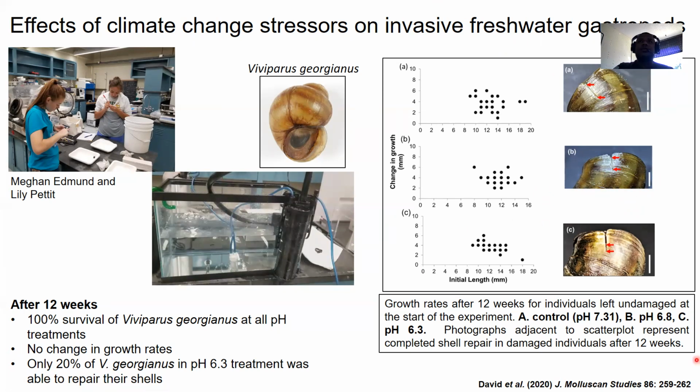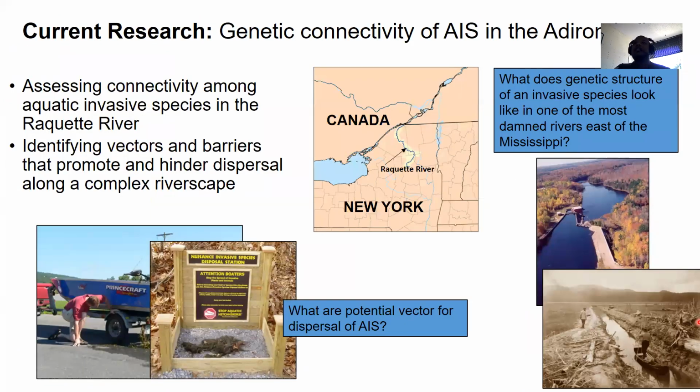And so it gives you an idea of how tolerant these snails are of low pH, acidic environments. And it makes sense why they would be thriving in these highly acidic lakes of the Adirondacks. And so the research that we're doing right now is trying to look at genetic connectivity in the Adirondack Park using invasive snails as our study species.